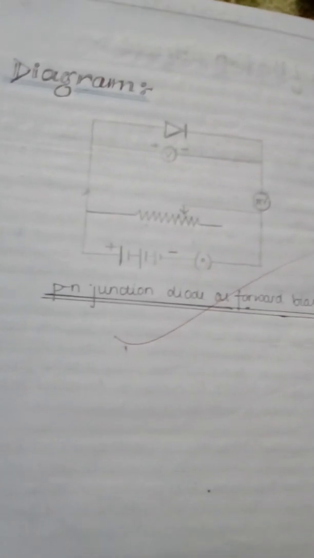Coming to the second page, the diagram for the PN junction diode as forward bias. Coming to the procedure for forward bias, we come here to, then coming to the third page, which includes the observation table.